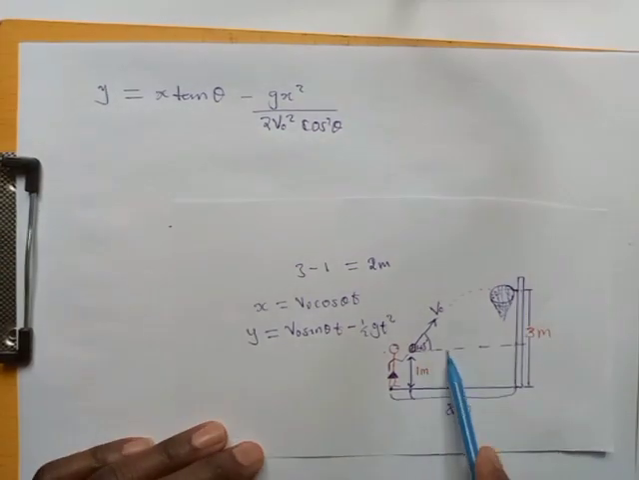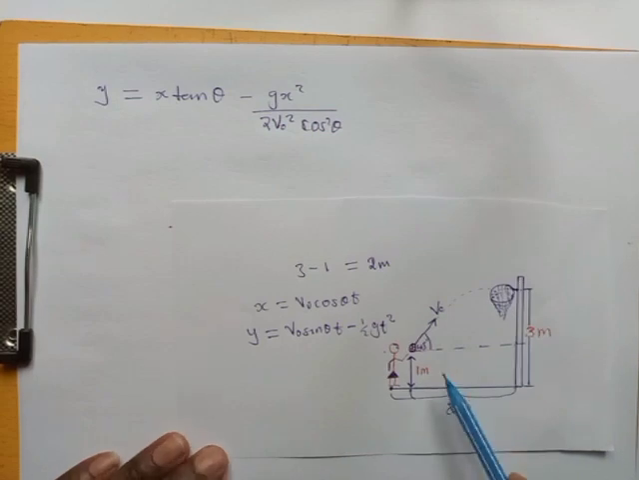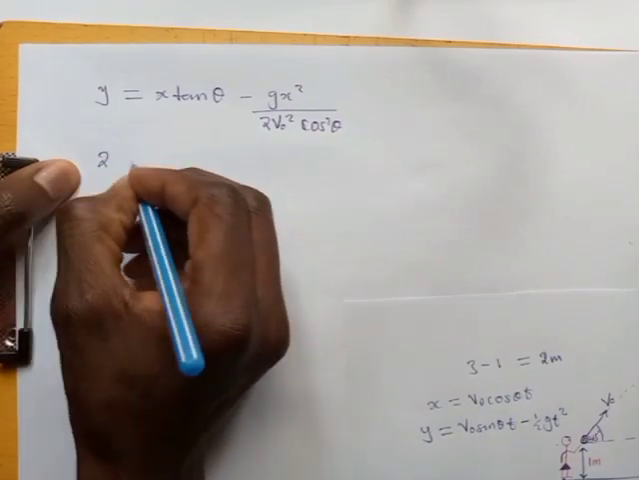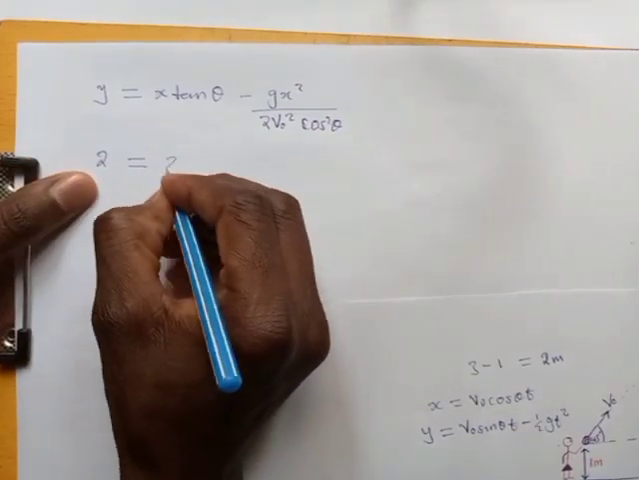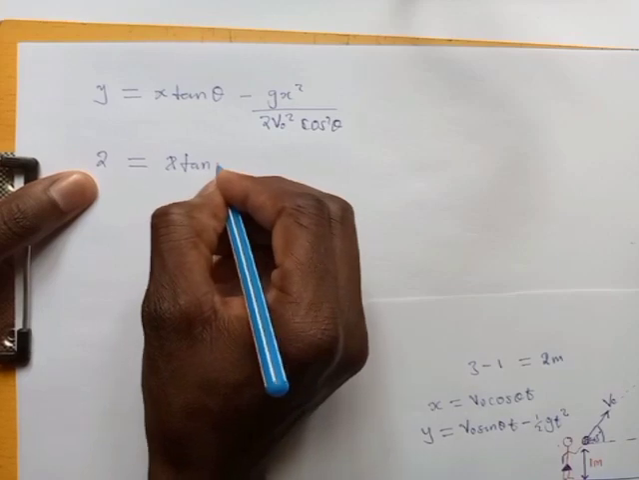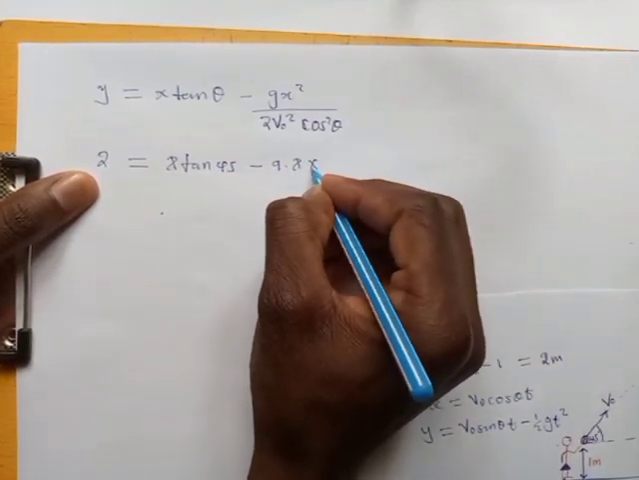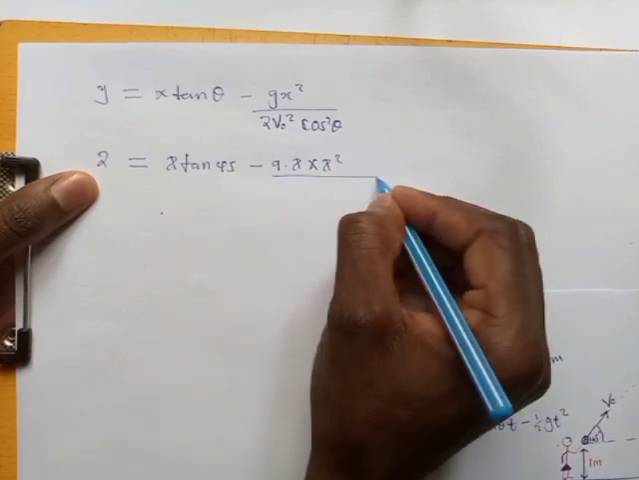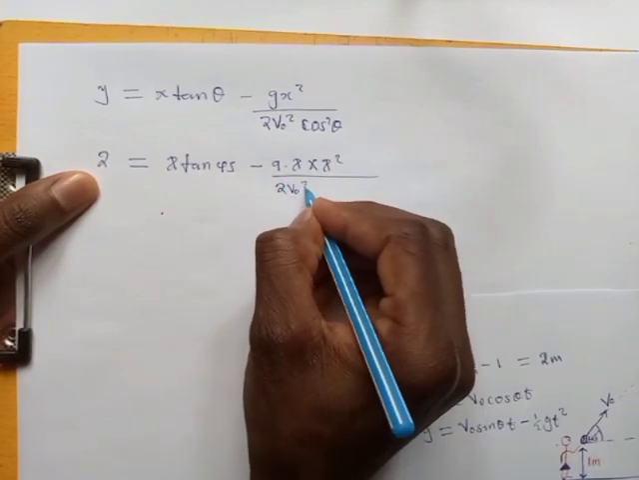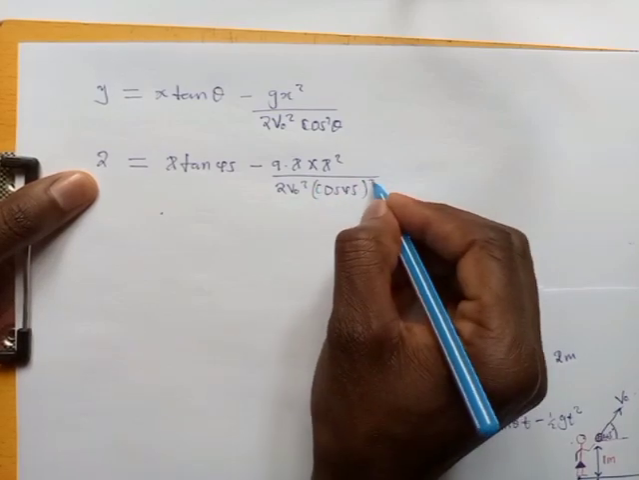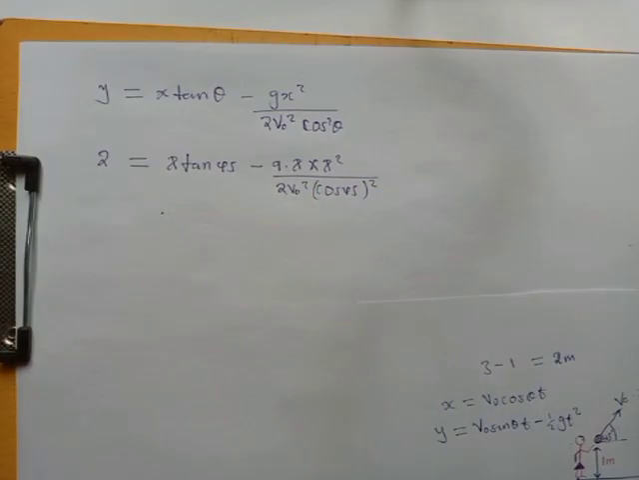And then for x, it has to be 8. The angle is given already, and everything is going to be solved just like that. Okay, so we have 2 here. I'll say this has to be equal to 8 tan 45, minus 9.8 multiplied by 8 squared over 2 v initial squared cos 45. I'll put everything inside the brackets as squared like this.